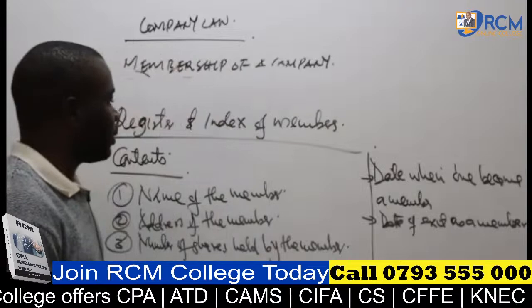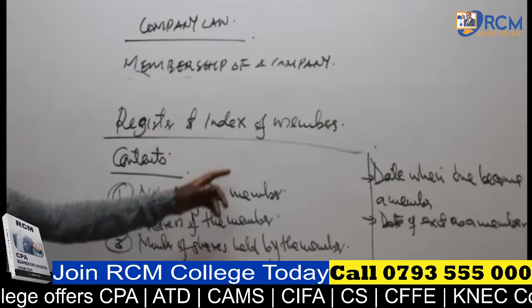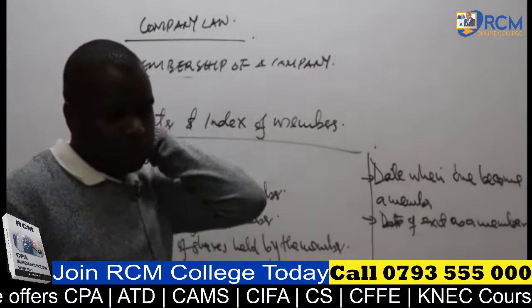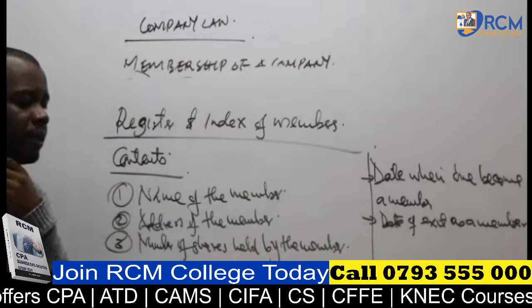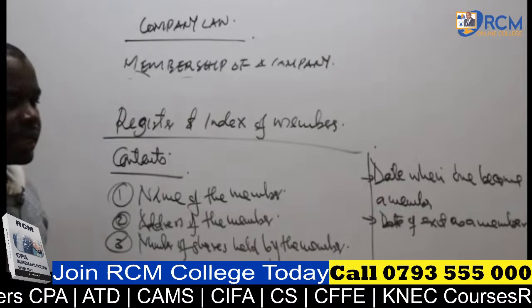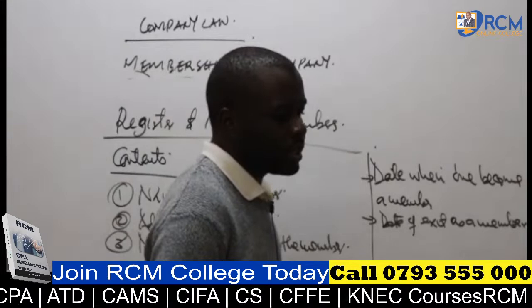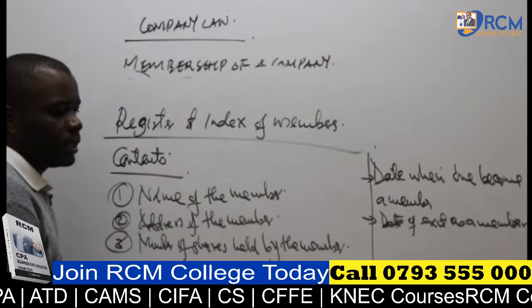Then we have the index. So remember here, we are saying index of members. If the company has more than 50 members, then it is a requirement that instead of maintaining a register of members, it will maintain what we call an index of members. Apart from just being a listing, the index of members will be in card form, each and every member with a unique card, but of course the contents will still remain the same. You'll be able to realize from the card all these that we've talked about, about a member of the company.